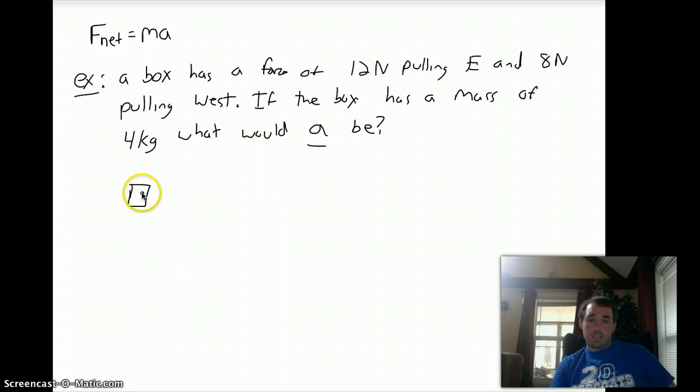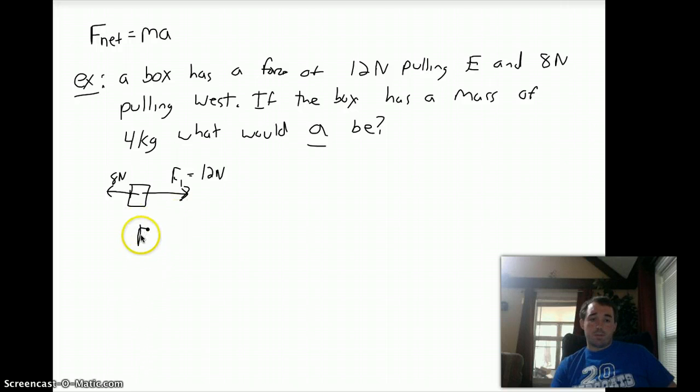So 12 newtons east, that's a force 1. That arrow is pointing to the east, so I don't have to write east here. I could if I wanted to, but I have the arrow that's telling me my direction. And I have 8 newtons pulling west. And you can see sort of the relative scale. It doesn't have to be perfect.